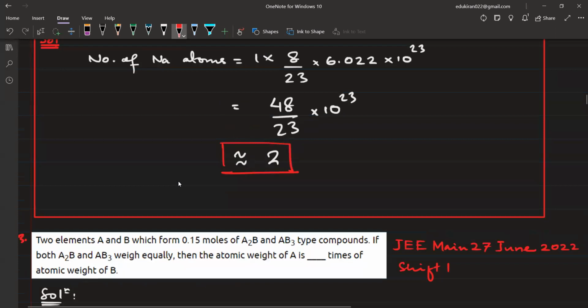Look, here is one question. Two elements A and B form 0.15 moles of A2B and AB3 type compounds. If both A2B and AB3 weigh equally, what does that mean? Both of them have the same molar mass; they are weighing equally. Then the atomic weight of A is dash times the atomic weight of B. Write this question, then we will discuss it.